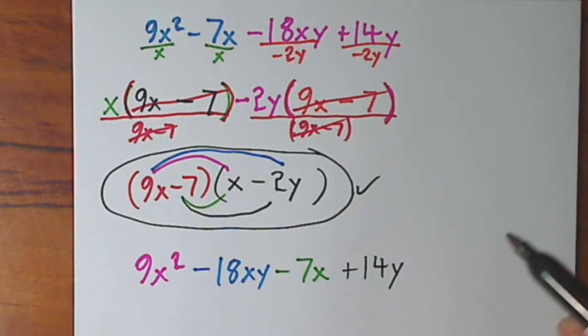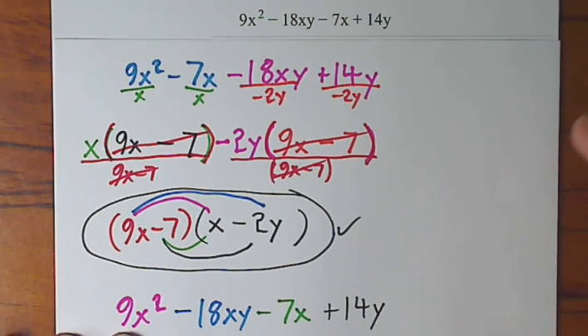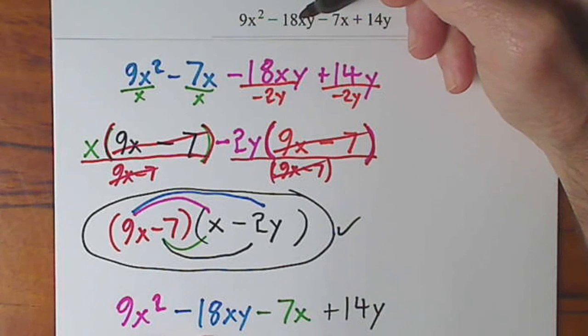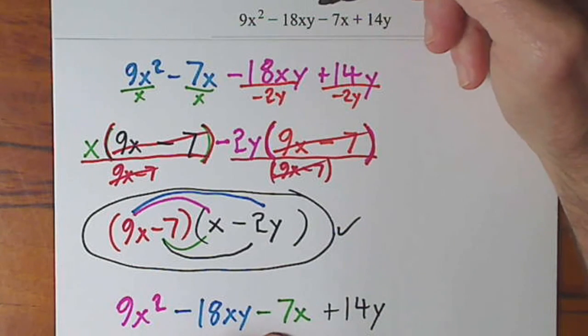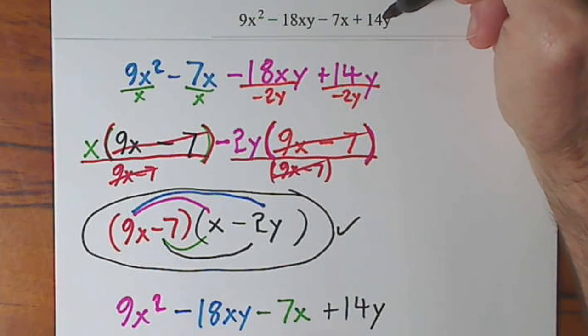Now this should be what we started with. Let's see if I can fit it all on the screen here. 9x squared, that worked out. Negative 18xy, negative 18xy. Negative 7x, positive 14y, positive 14y.